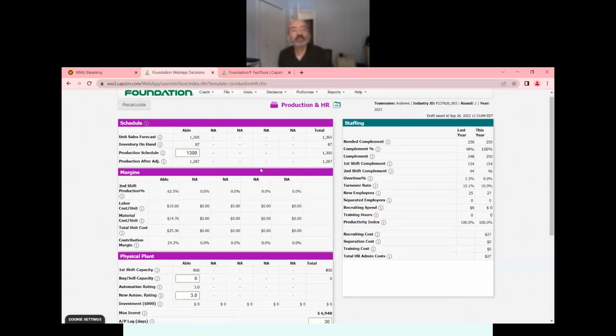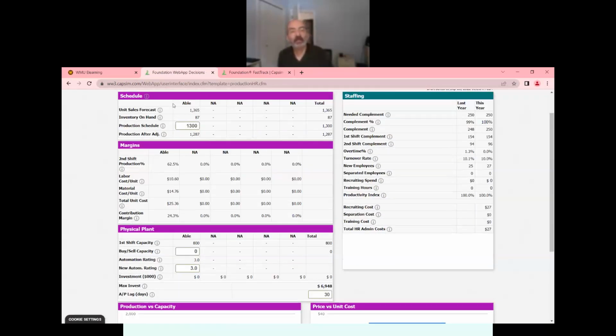Now, in production, this is where we schedule our assembly line. This is where we make bigger assembly lines or automate assembly lines or make new assembly lines. So this is investing in assembly lines themselves. This is scheduling existing assembly lines. Now we have to make sure we have at least enough product on hand to cover our forecast, or we'll never get our forecast. We will run out of product first. And so looking here, our unit sales forecast came over. We have 87 in inventory. Here's where we ask how much we want made.